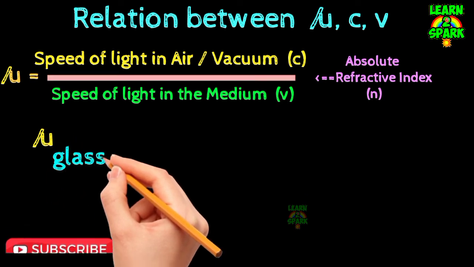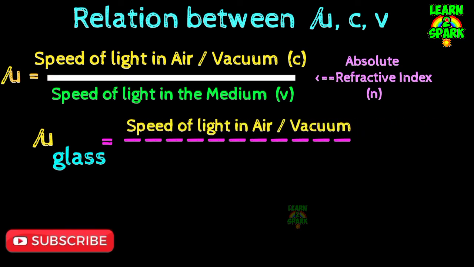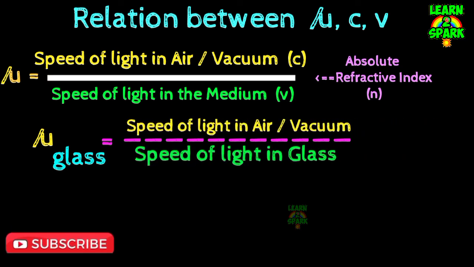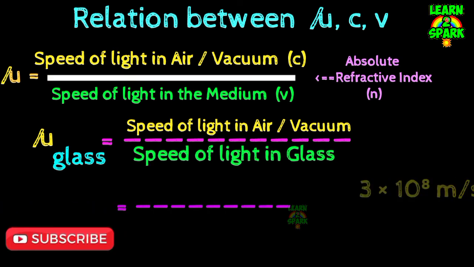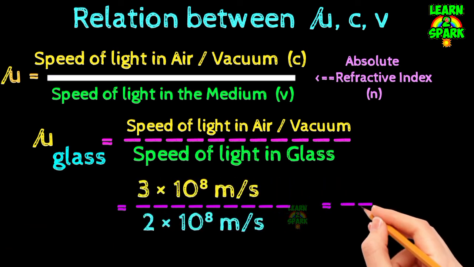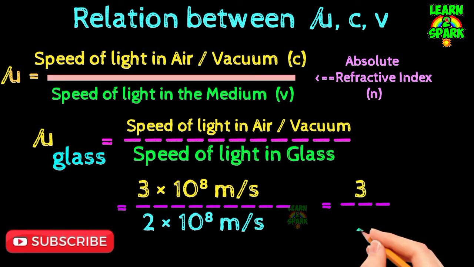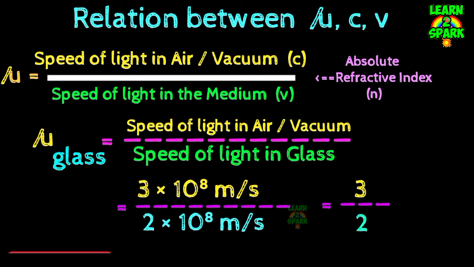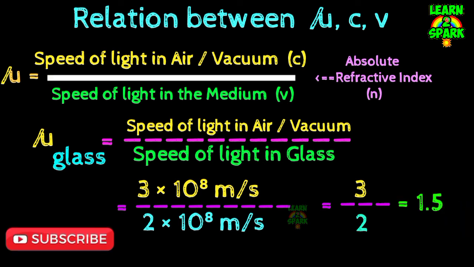Therefore, using this relation, the refractive index of the glass would be the speed of light in air or vacuum upon the speed of light in the glass. Now, putting the values of the speed of light in air and the glass respectively, then after simplifying those values, we derive that the refractive index of the glass is equal to 1.5. Refractive index has no unit as it's a ratio.